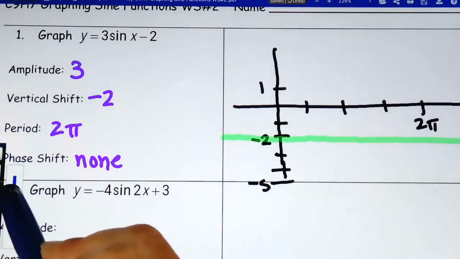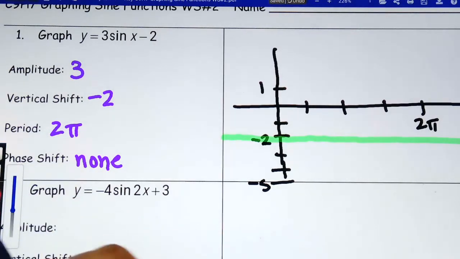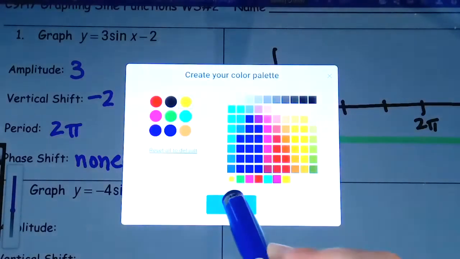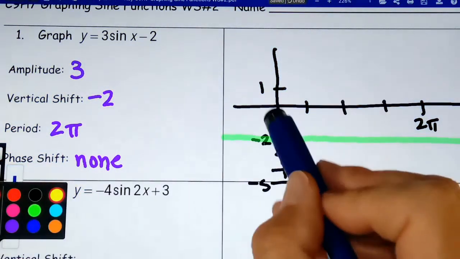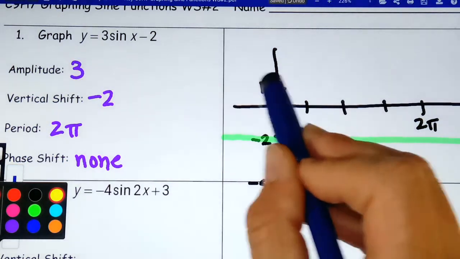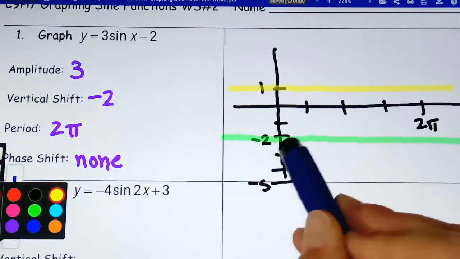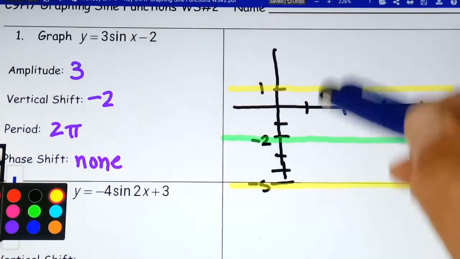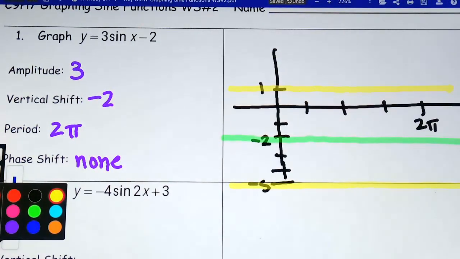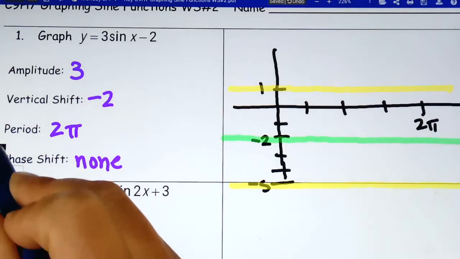And then let me do it in maybe yellow. And then I'm going 1, 2, 3 above, 1, 2, 3 below. Okay, and that's where my sine graph is going to be in between. Okay, in between those values.